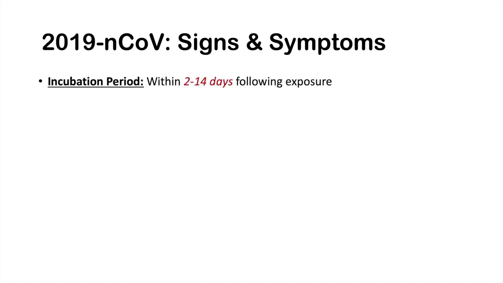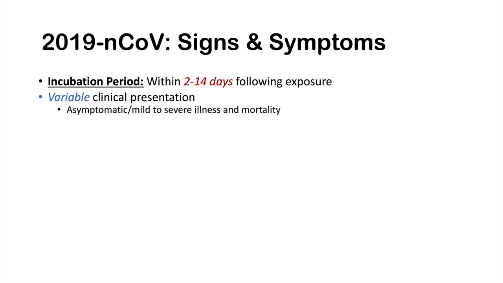So when a patient gets in contact with this virus, there is an incubation period. It takes what we believe to be anywhere from 2 to 14 days following exposure. So after getting exposed to the virus, it takes approximately 2 to 14 days to experience symptoms and become ill with it. And as I mentioned before, it can have a variable clinical presentation. In some instances, patients can have this virus and be asymptomatic. They can have no symptoms. They can have maybe some mild symptoms, and it can even go up to severe illness and even mortality.